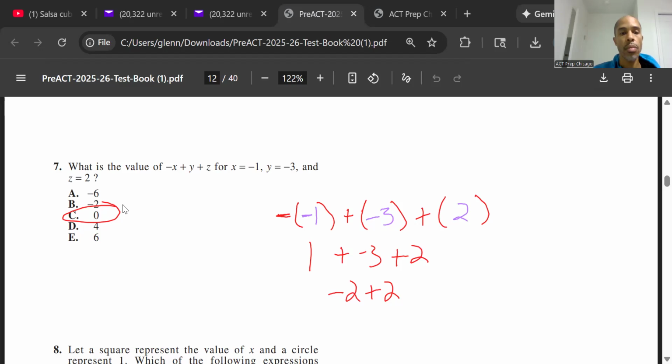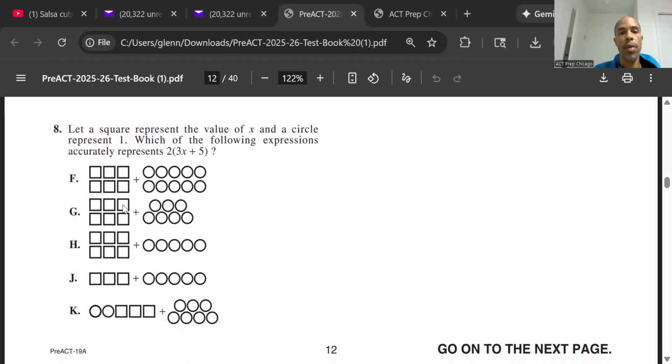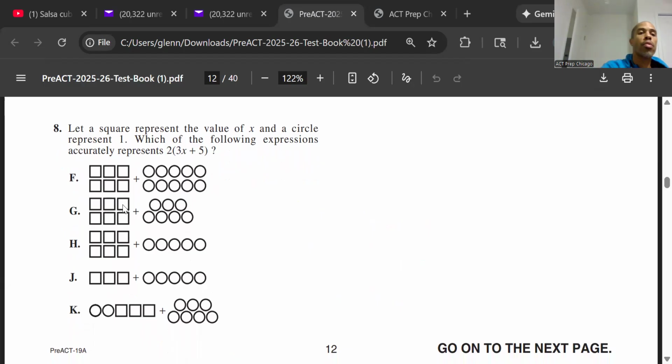Number 8, let a square represent the value of x and a circle represent 1. So if a square represents x and a circle represents 1, if we take choice F, for instance, we would have what? 1, 2, 3, 4, 5, 6 x's, which you might represent as 6x. And the circle represents 1, so those would just be 1. So we say 1, 2, 3, 4, 5, 6, 7, 8, 9, 10. So the first one is 6x plus 10.